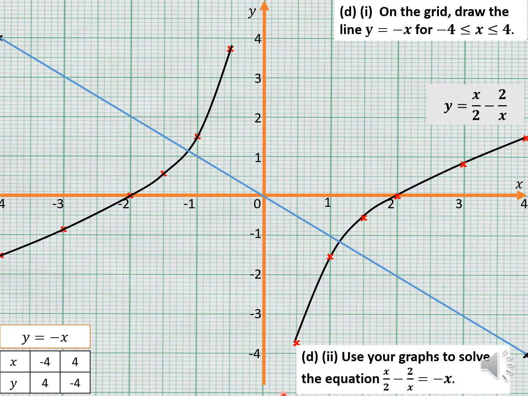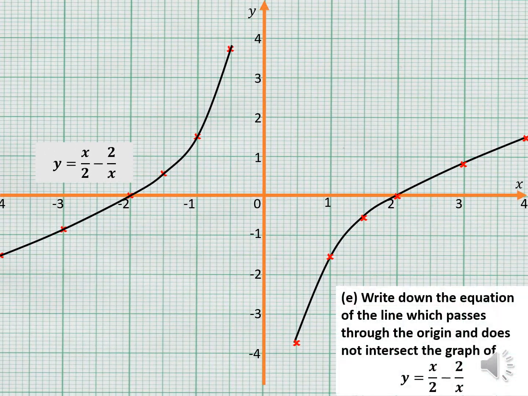So the second part of D, Roman 2, says you're supposed to use your graphs to solve where my function meets the line. So again, it's the x values that you have to write. So one will be negative 1.1, and the other will be about 1.1. All right, so these are the two solutions for this particular question. You use your graph. Very important that you understand that.